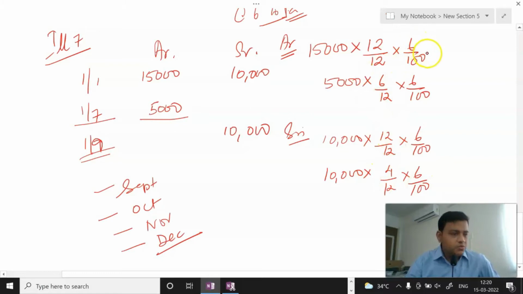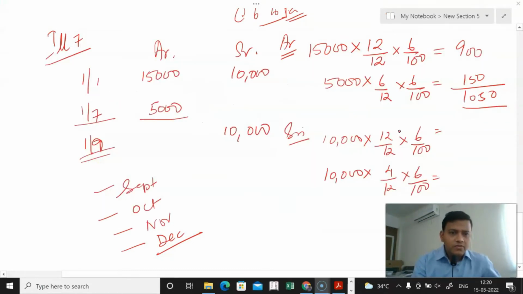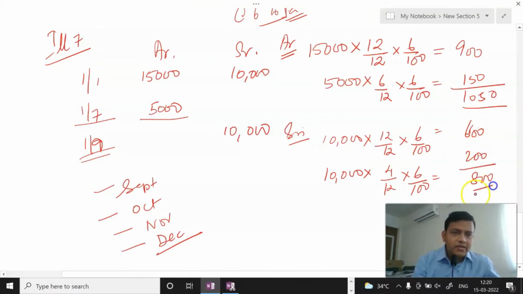So we'll do the calculation very quickly. Here, the faster you calculate, the better. 900 and 150, so the total is 1,050. For Srinivasan it is 600 and 200, that comes to 800. So this is going to be the interest on capital. With this we have found out the interest on capital for Arivaragan and Srinivasan.